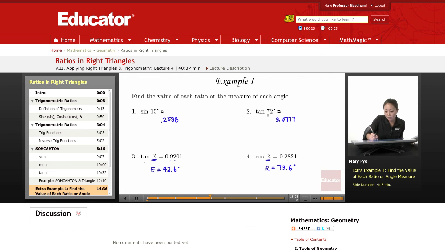Okay, if you have a number here, that would be the angle measure. If you have a variable there, then you're doing the opposite. You're looking for the angle measure. Okay, so make sure you punch in inverse trig functions.